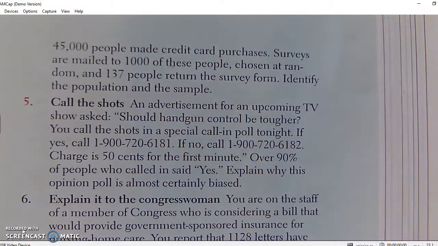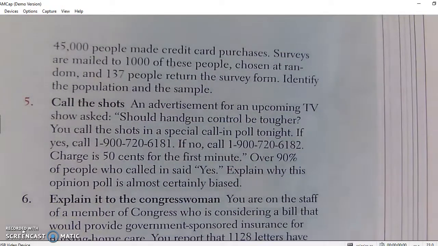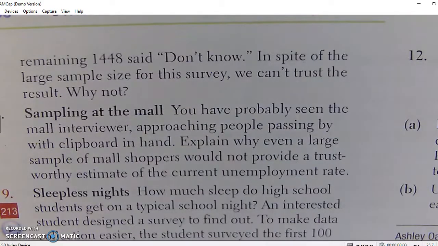We're going to look at one more question that you will complete at home and bring into class the following day. This example is on the following page, on 230. It's sampling at the mall. You have probably seen the mall interviewer approaching people passing by with a clipboard in hand. Explain why even a large sample of mall shoppers would not provide a trustworthy estimate of the current unemployment rate. So take time to write a thorough response to this question and bring your response to class tomorrow.